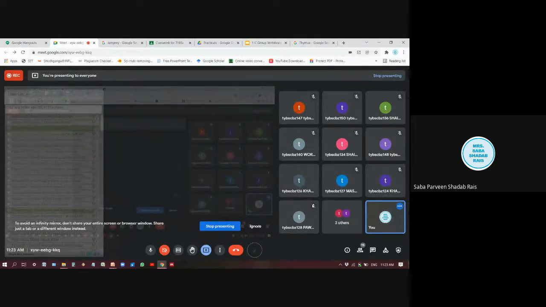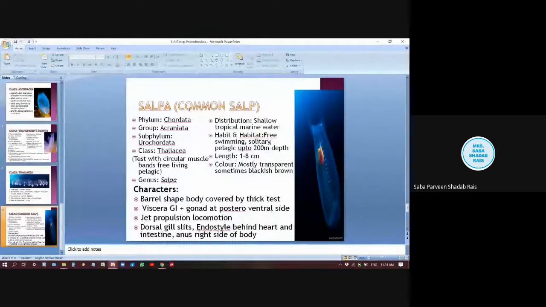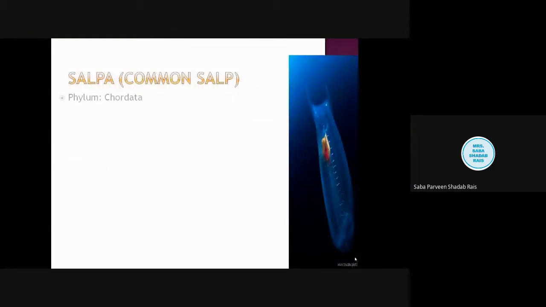Yes, Nasir, because they have a notochord. Very good. Three characters should be there for chordates. Notochord, and what else? Dorsal nerve cord is there. Pharyngeal slits are present. Very good. Others also, please be attentive and interactive during the session. So they belong to the phylum Chordata because they possess the dorsal nerve cord, notochord, and gill slits.